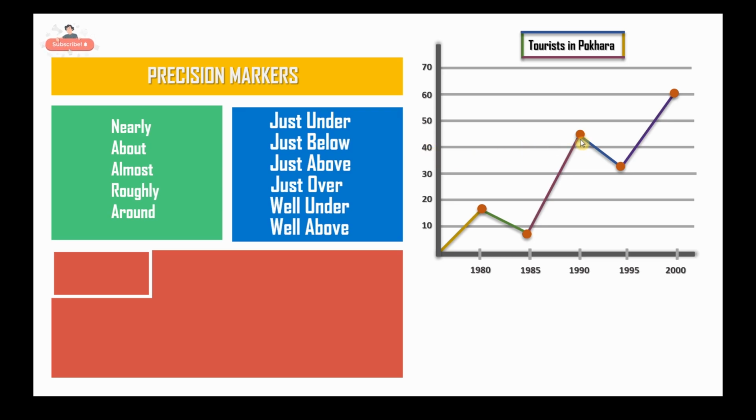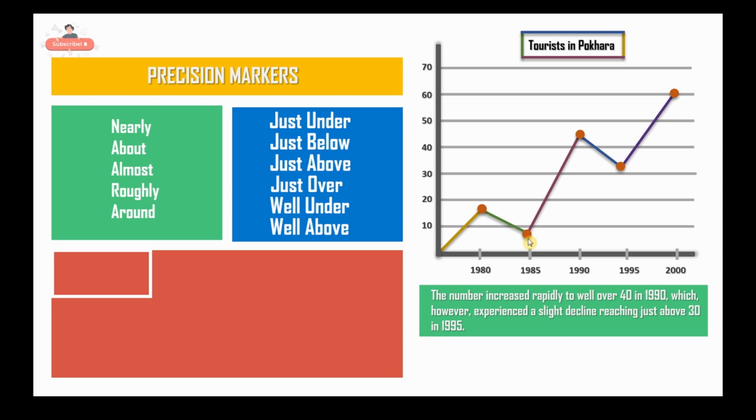Okay, understand this. Now what we need to be careful about is in 1990 the number has increased. So the sentence can look like this. Let's take an example. The number increased rapidly to well over 40 in 1990, which however experienced a slight decline, reaching just above 30 in 1995. Here I have also used different sentence structures and complex forms which will be explained in other YouTube classes. Okay, for now just understand how I have used this well over 40.